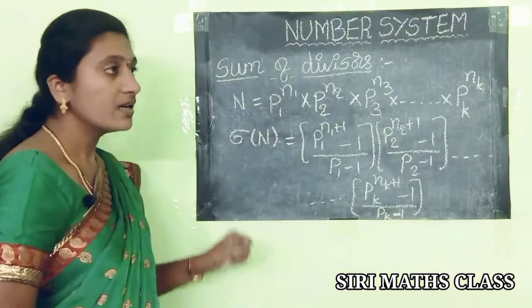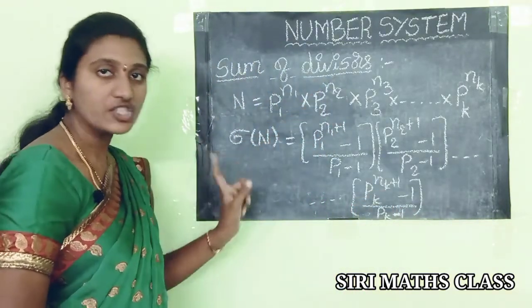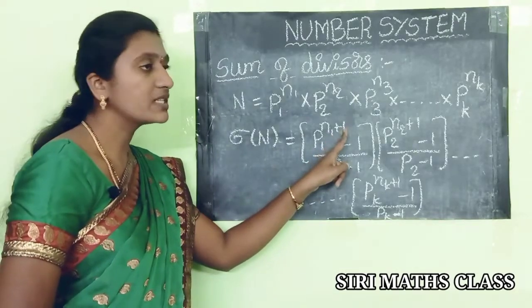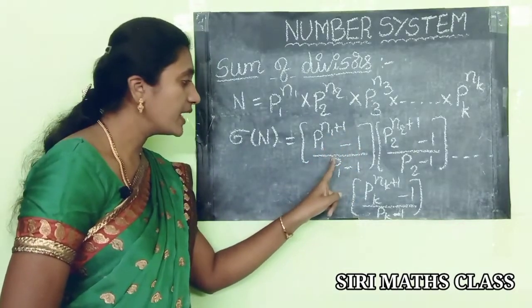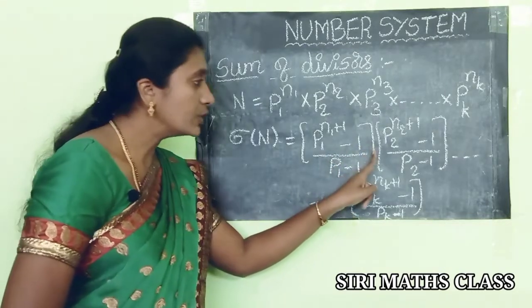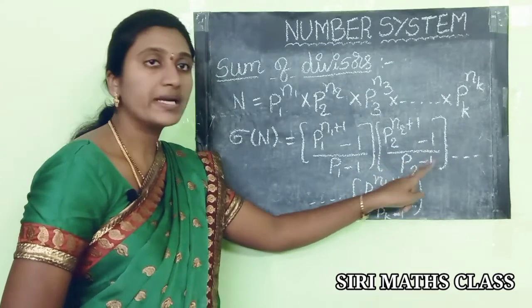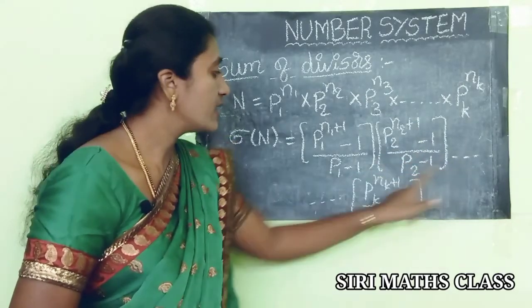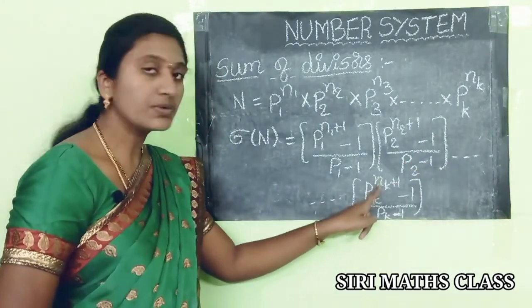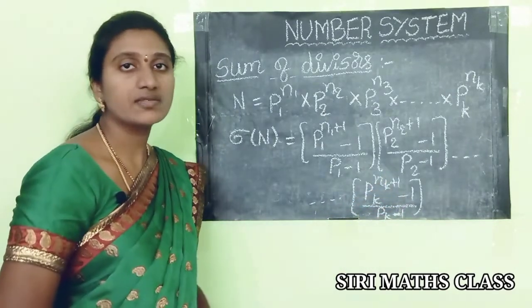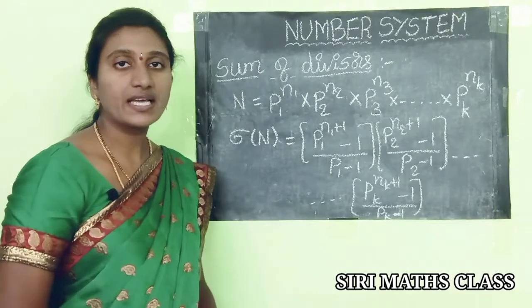See here, the sum of divisors of a given natural number: sigma n equals (P1 to the power of n1 plus 1, minus 1) by (P1 minus 1), into (P2 to the power of n2 plus 1, minus 1) by (P2 minus 1), and so on, into (Pk to the power of nk plus 1, minus 1) by (Pk minus 1). First, we can take one example.